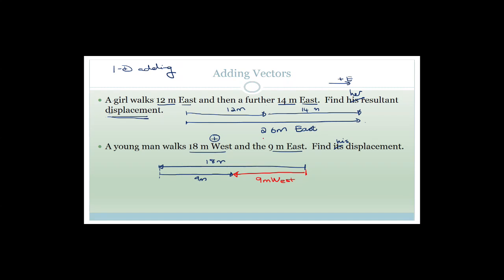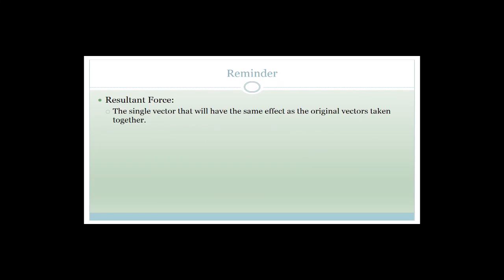Now, remember I said we need to choose something as positive and negative. The reason being, if we had to add this, okay, we've been doing this using vector diagrams. Let's say we had to add this algebraically. The first one would be 12 plus 14, which would just be 26 meters in the original direction, which is east. In this case, what do we have? This is positive, but remember that we've said that if west is positive, then east must be negative. So what we're saying is that it's going to be 18 plus minus 9, which is the same as 18 minus 9, which is 9 meters west. Okay, and why is it west? Because it's positive and we chose west as positive.